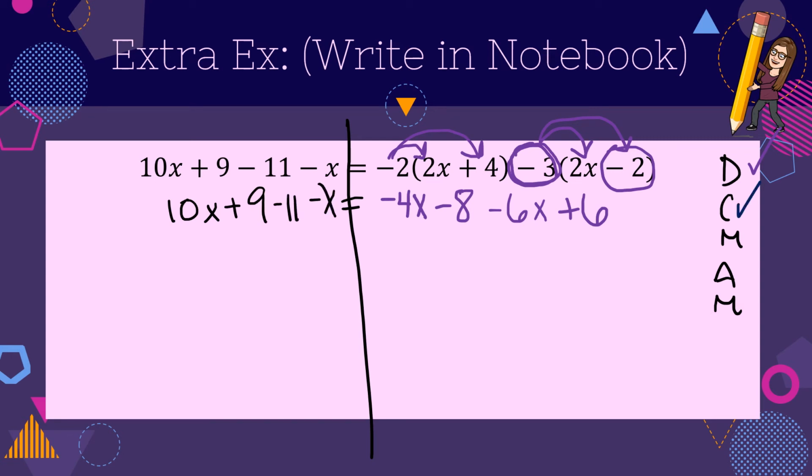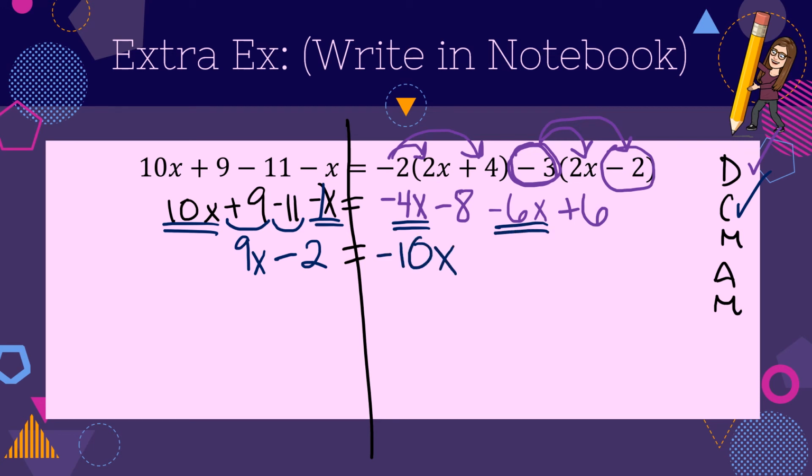Next step, combine. Oh yeah, look how long those sides are. On the left, a 10x minus 1x. Technically there's a 1 there. That gets me to 9x. A positive 9 and a negative 11 combine to make a negative 2. All right, let's look at the right side. A negative 4x and a negative 6x is negative 10x. A negative 8, a positive 6 is a negative 2.